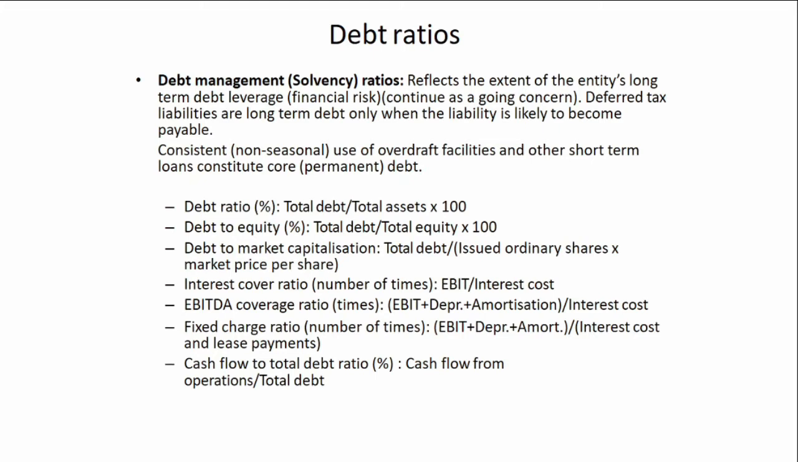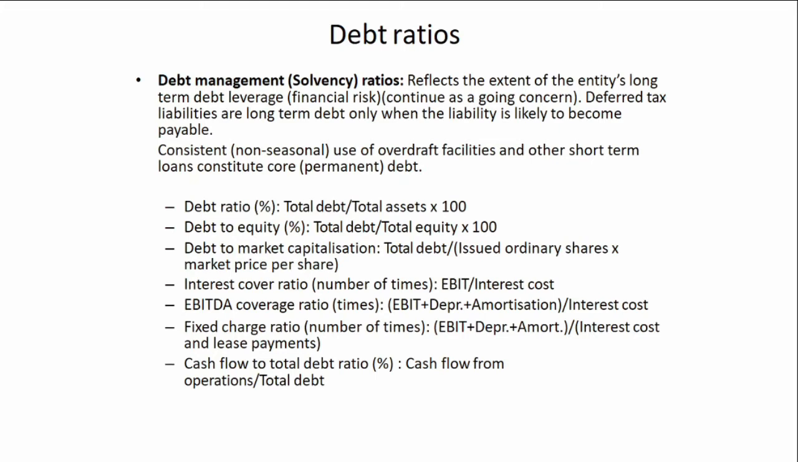If we look at our interest cover ratio, you can see that we have calculated it by using earnings before interest and tax. Included in these earnings would be non-cash flow items like depreciation and amortization. So sometimes a company will want to calculate an EBITDA coverage ratio. This is your earnings before interest and tax, depreciation, and amortization.